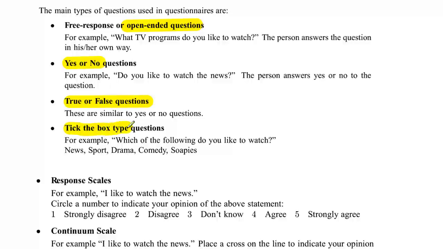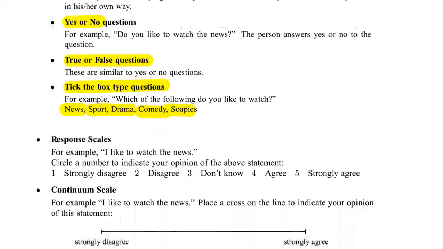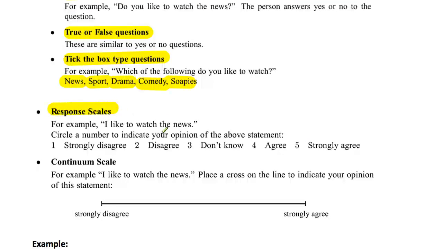Tick the box is another good one. So if you ask which of the following do you like, they can tick news, drama, whatever it might be. So that's collecting information. Notice that these three are not open-ended, whereas this one is. Then you can ask things like response scales. So do I strongly agree, agree, disagree, don't know? And a person is able to give a number to the way they feel. And then also here on the continuum scale, people select where they would like to put an answer.